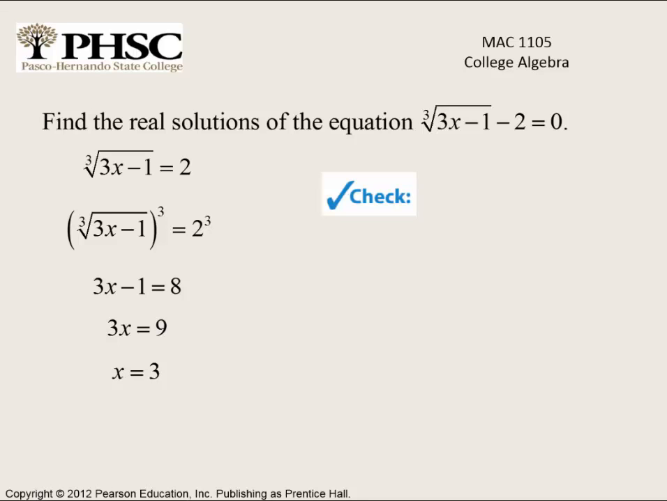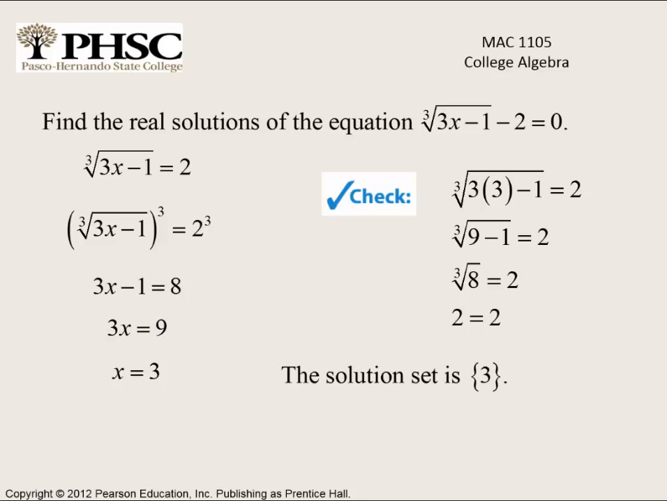Now we're going to check it to ensure that this is in fact the solution to the original equation. By substituting x with 3, we end up with 2 equals 2, and so our solution set is just 3.